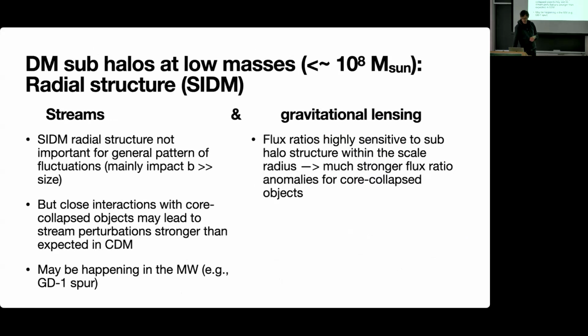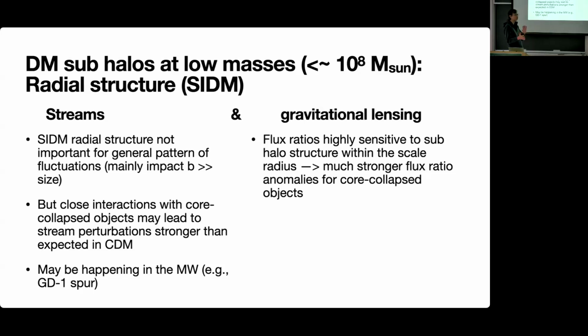So what's the effect of changing the radial structure of a subhalo on these two main probes that we've been looking at? For streams, if you have something like SIDM, it doesn't matter that much for the general pattern of the kinks that you form in the stream, because most of the interactions between a stream and a subhalo are at a pretty large impact parameter. So exactly what's going on in your halo doesn't matter because you're so far away from it. But there could be close interactions. If you happen to have a very close interaction between a subhalo and a stream, then you could be very sensitive to the inner structure.